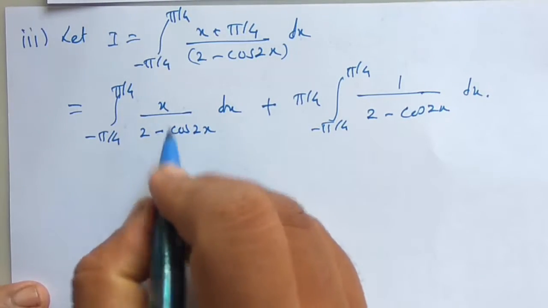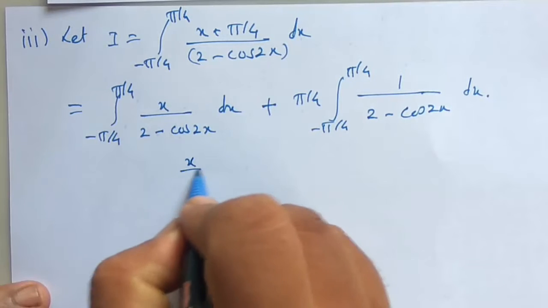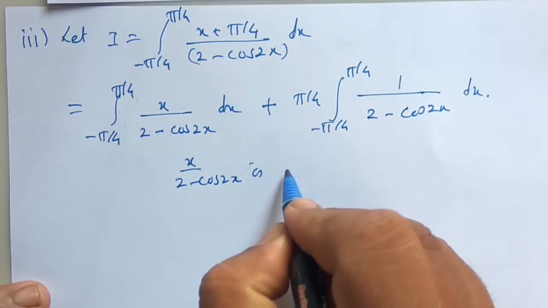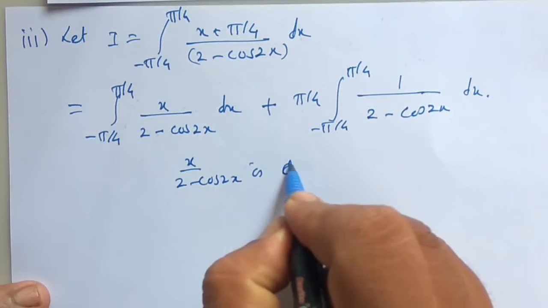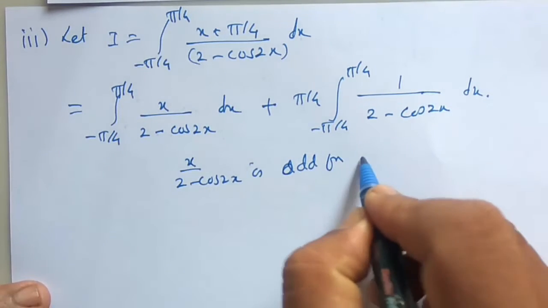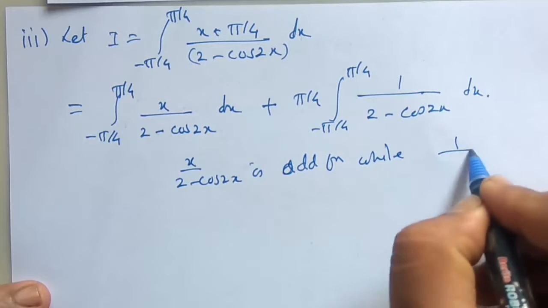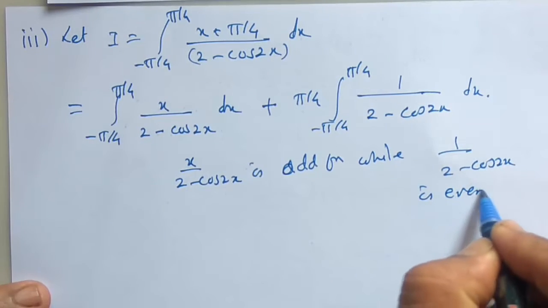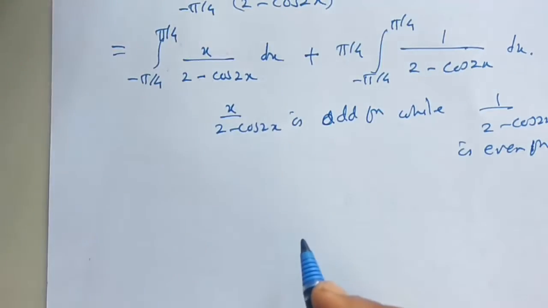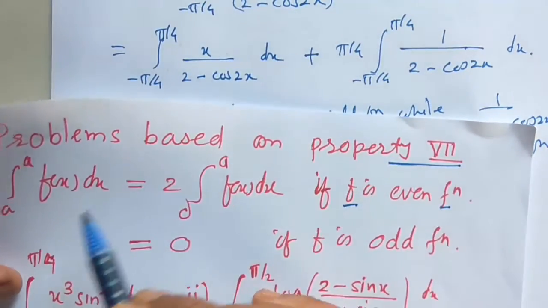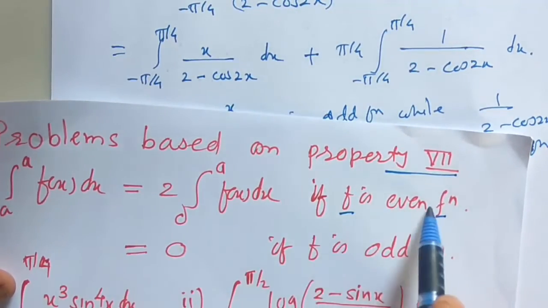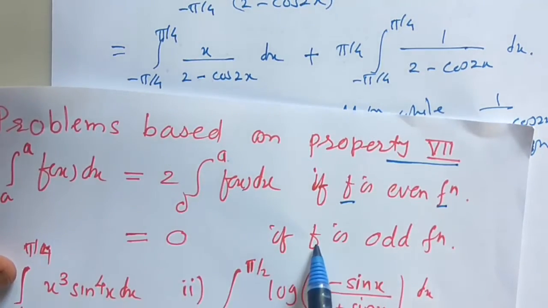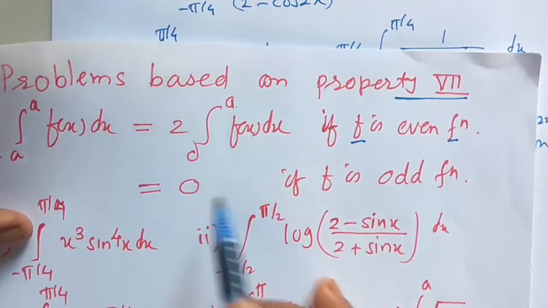Therefore, x upon 2 minus cos 2x is an odd function, while 1 upon 2 minus cos of 2x is an even function. So using the property, if f is an even function, then the integral is 2 times the integral from 0 to a of f of x dx, and if f is an odd function, then it is 0.